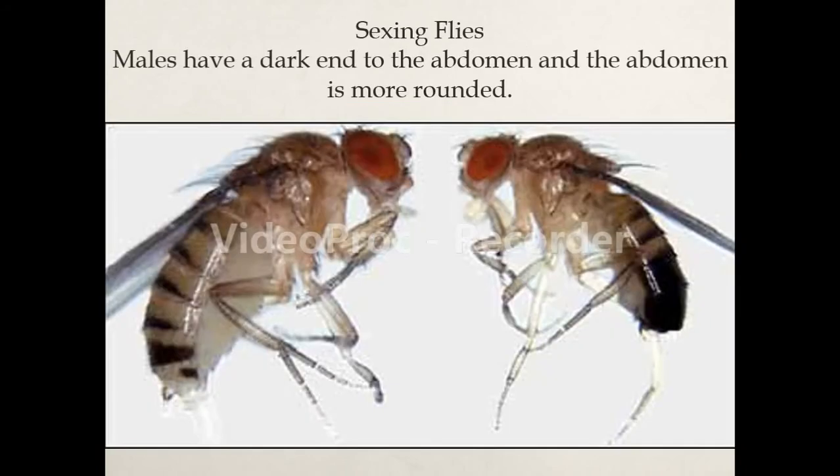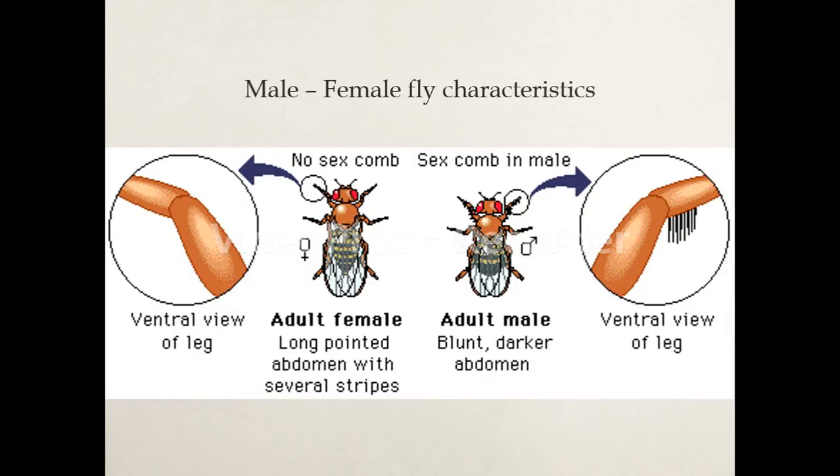The male fly has a dark abdomen, and the abdomen is round. When you study the Drosophila, you notice the characteristics of a rounded abdomen which is dark at the end. So you notice that it's a male Drosophila. When you look at the female, it is pointed at the abdomen side and not dark in color, and that is a female characteristic of Drosophila.